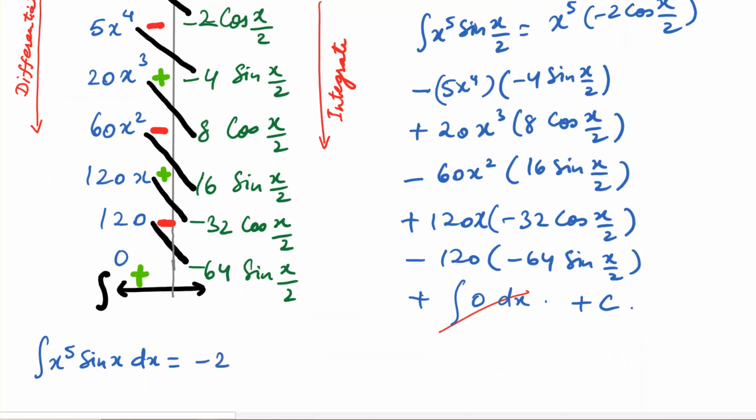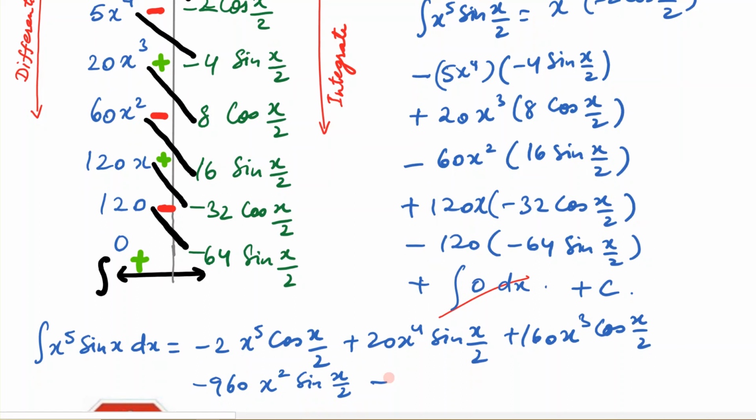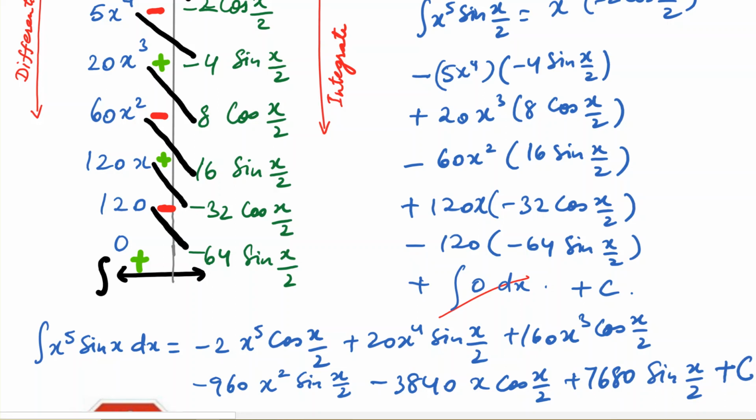So negative 2x^5 cosine x over 2, then negative, negative, positive, positive 20x raised to the power 4 sine x over 2, and then plus 160x cubed cosine x over 2, and then negative 960x squared sine x over 2, and if you multiply these two together, 3840x cosine x over 2, and plus 7680 sine x over 2 plus c. So this is what we get after the integration.